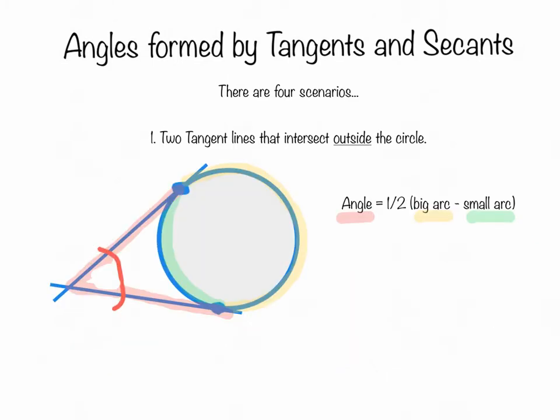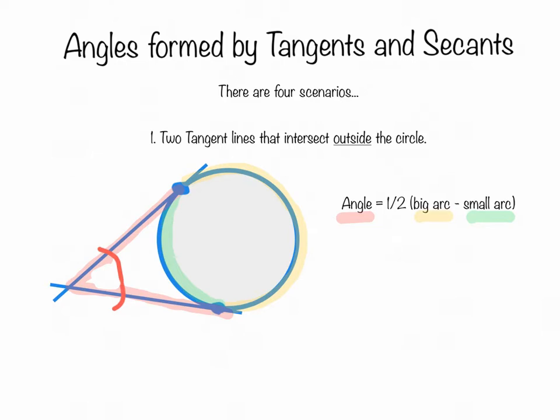In all of our scenarios, it's going to be really important to notice where the angle is and what the intercepted arcs are on the interior of that angle. So this is when you have 2 tangent lines. It only touches the circle at one point, and so it's only divided into 2 arcs. The whole circle is divided into 2 arcs, a big one and a small one. So we have our angle, our big arc, and our small arc.